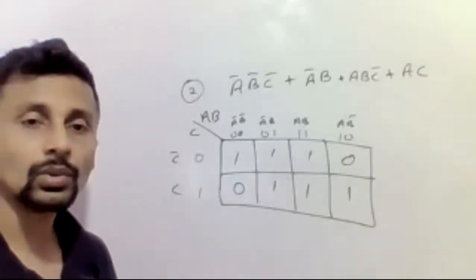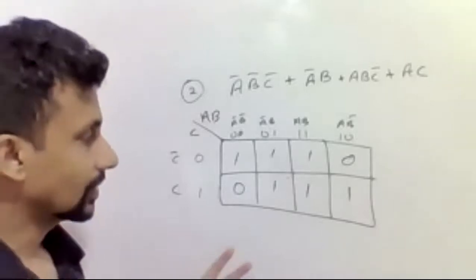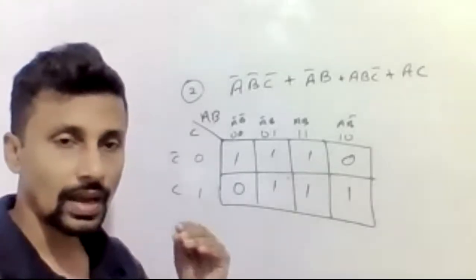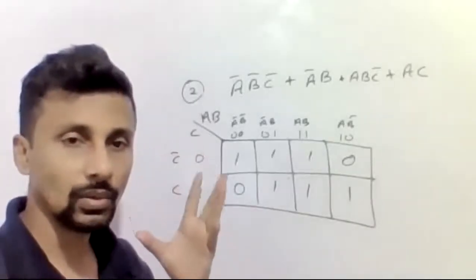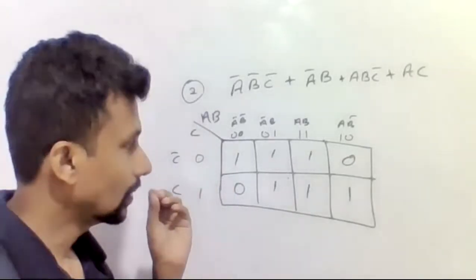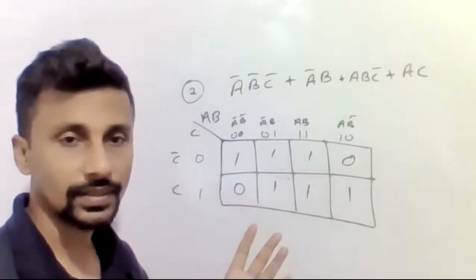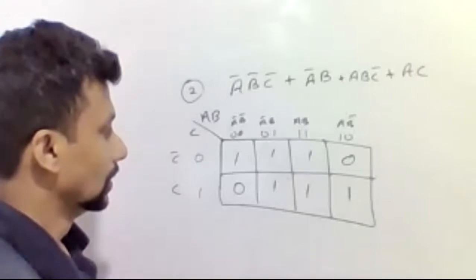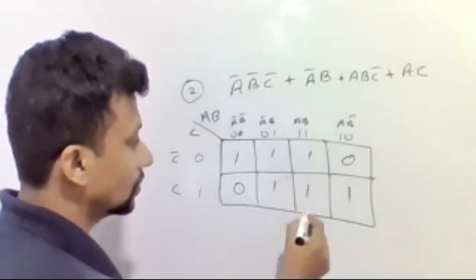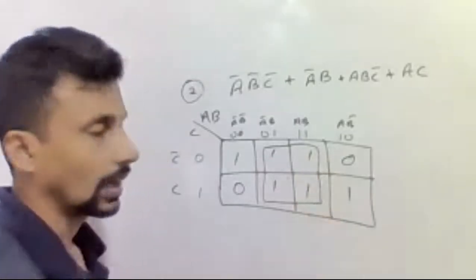Now I have to group them. So I can create several groups, but you have to think about the laws. You have to create the group as large as possible, right? So I am creating this group. I'm getting 4 ones.